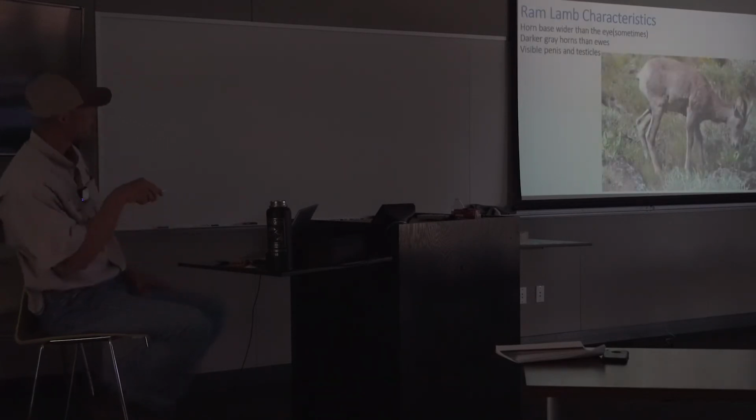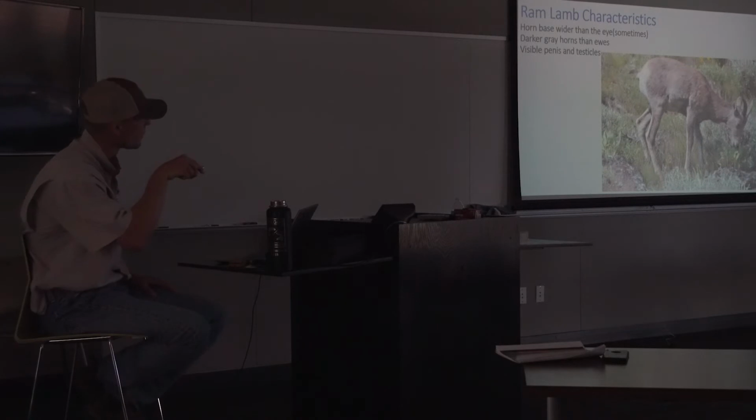And so this is a ram lamb. This picture, I think this was taken in Oregon, but it was taken in the spring. And so what you can see is it's got, for a lamb, relatively long horns. But what you really need to look for if you do see a younger looking sheep that looks like this, it's got a penis spot right there.